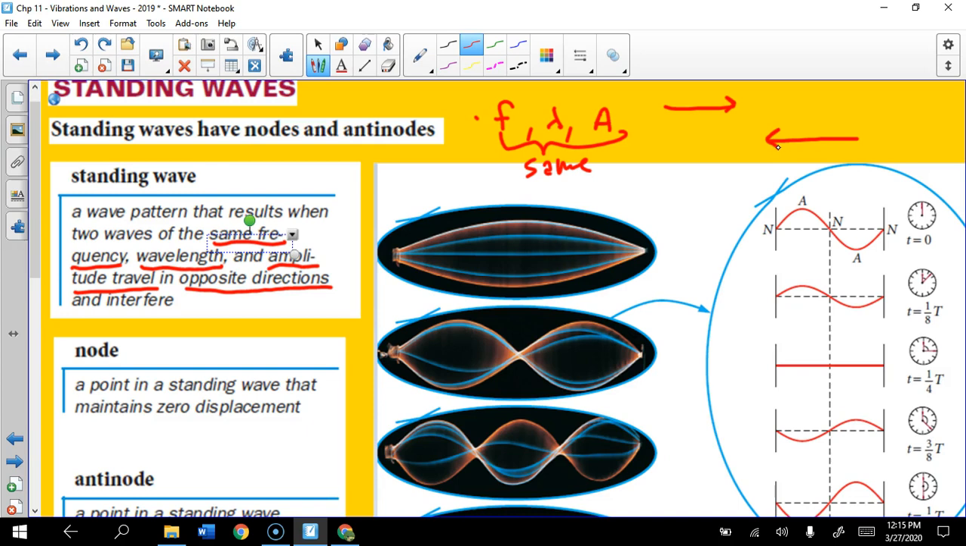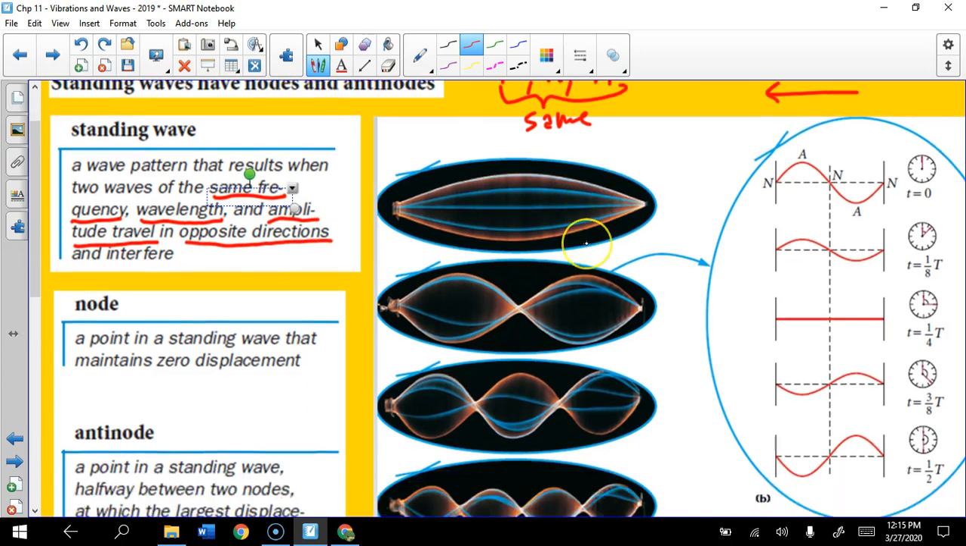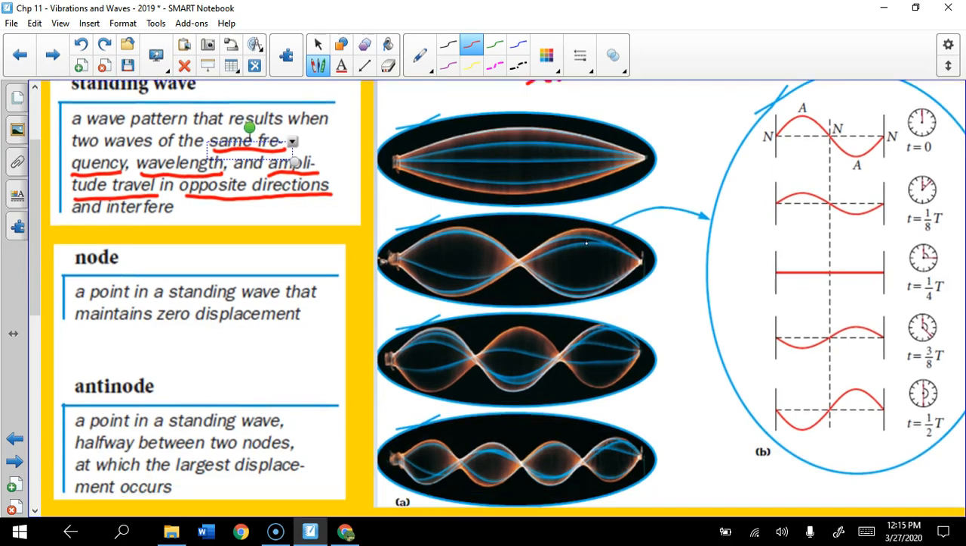Now, there are a few things you need to know about a standing wave. The first thing you've got to know is something called a node. A node is a point in a standing wave. When you're looking at a standing wave, it's the point that has zero displacement.